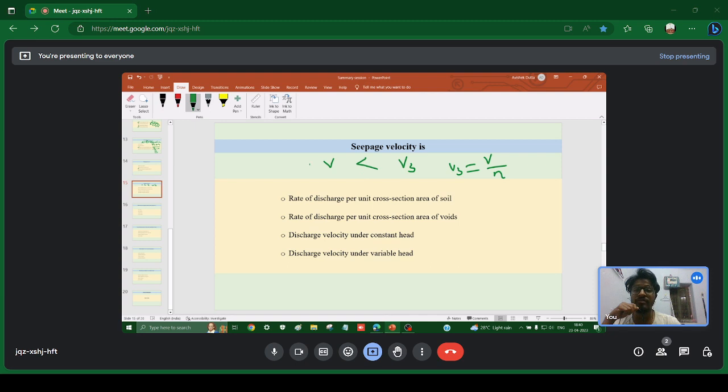What is V? V is the discharge velocity. That is, when we go for Darcy's law, Q equals K i A, K i equals V. This is the discharge velocity. When we calculate the discharge velocity, we take into consideration the entire cross-section area of the soil mass, which is wrong. Why? Because if we have a cross section of the soil mass like this, there will be soil particles like this.